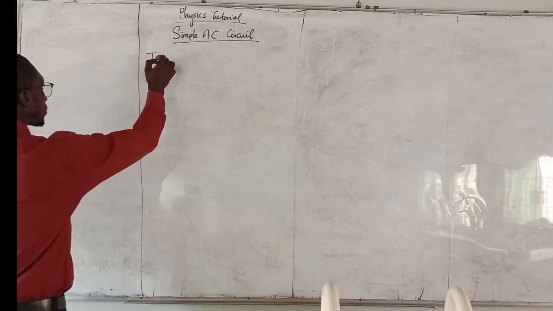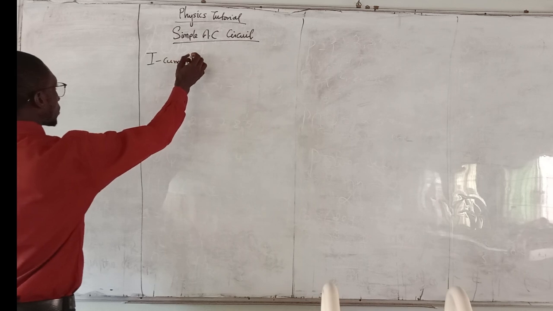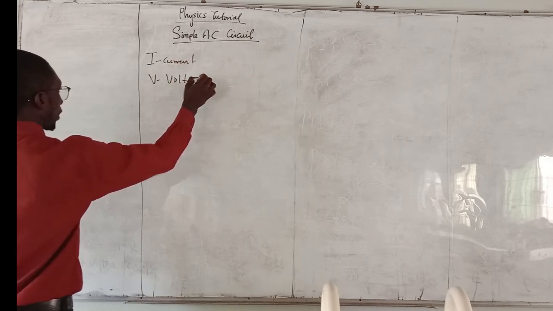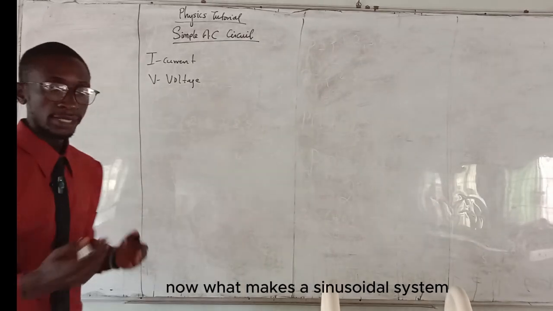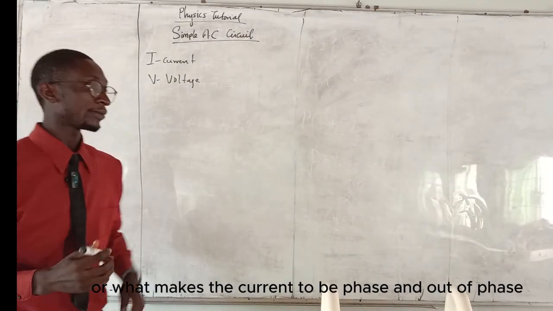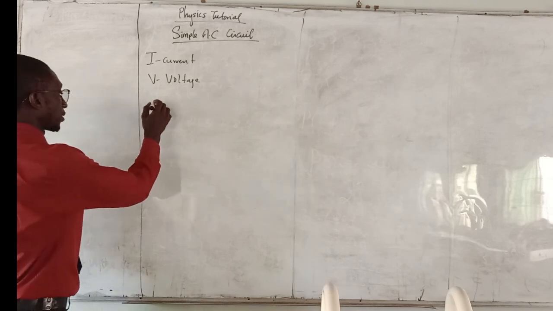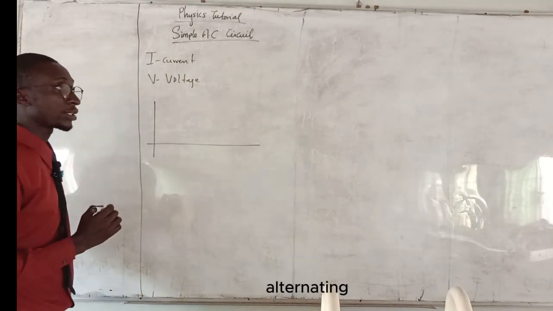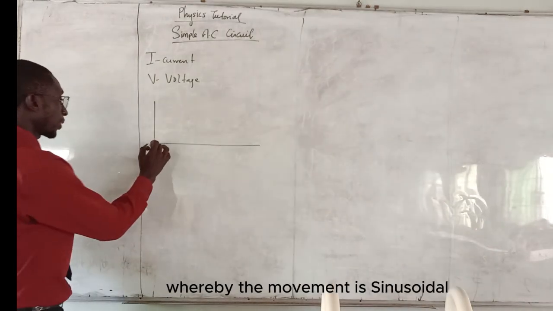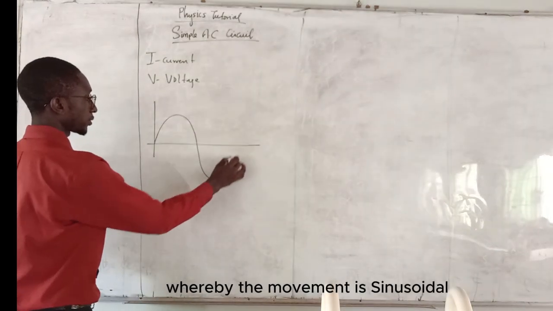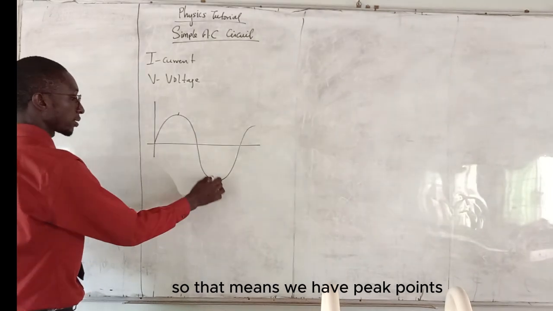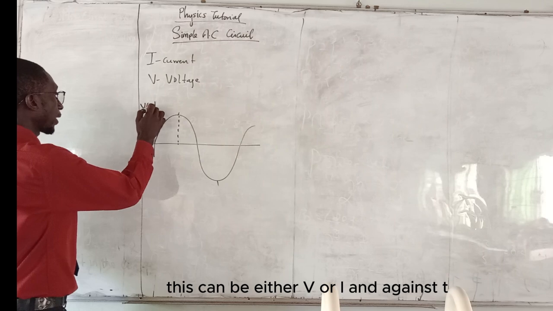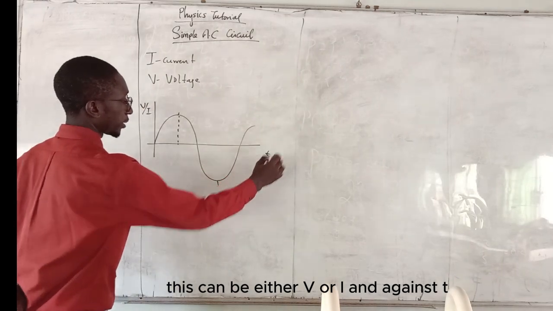Now, in these two cases, there's current, right? And there is voltage. Now, what makes a sinusoidal system, or what makes a current to be in phase and out of phase? First of all, alternating currents are represented in the form of a graph whereby the movement is sinusoidal. So that means we have peak points and we have minimum points. Okay. So this can be either V or I against T.